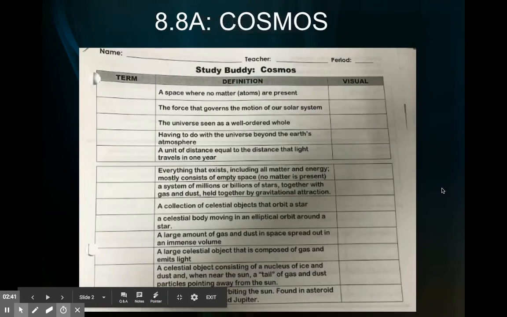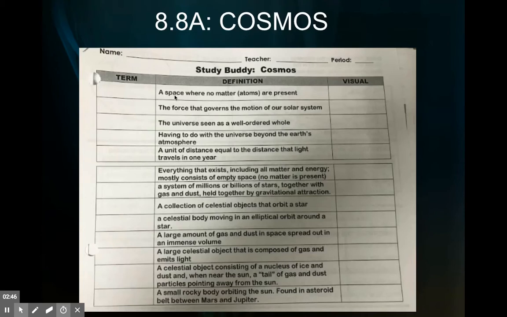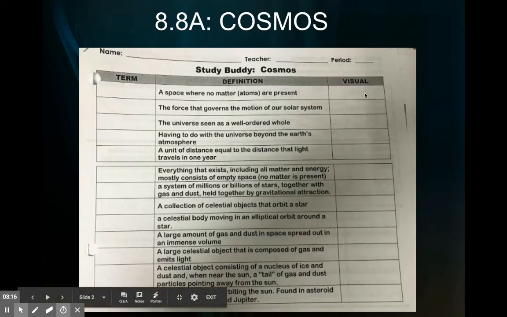All right, so go ahead and take out your Cosmos Study Buddy. So here is the term. This is where you're going to write the word. And here is the definition. So the definition is inside of the PowerPoint, and the word is right next to it. So you need to follow along and make sure that you write the word where it goes when I show the definition. Do not fill in the visual portion right now, okay? Do not fill in the visual portion. So let's begin.